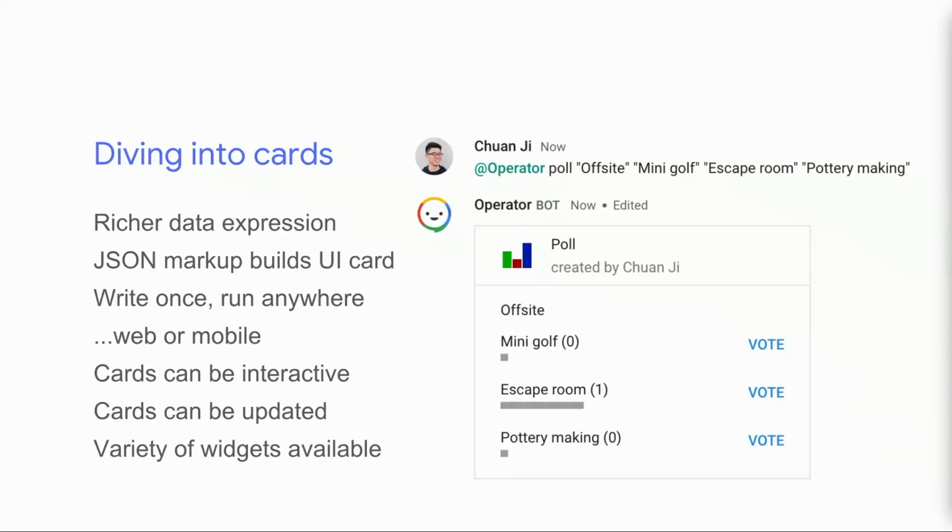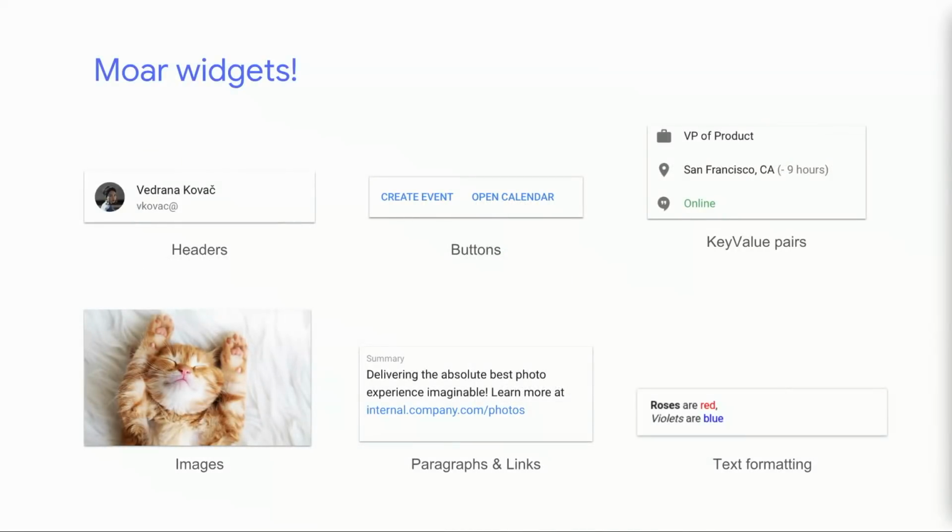The bot framework supports a variety of widgets. So here are a couple to get an idea, like buttons, formatted text, structured data, images, links, and more. But really, the widgets are just building blocks. The real magic is when you put them all together and assemble them into cards, whether they're interactive, updating, or both. All right, so Chuan, let's see a demo of a bot that has interactive and updating cards. All right. Cool. Let's go to the demo.